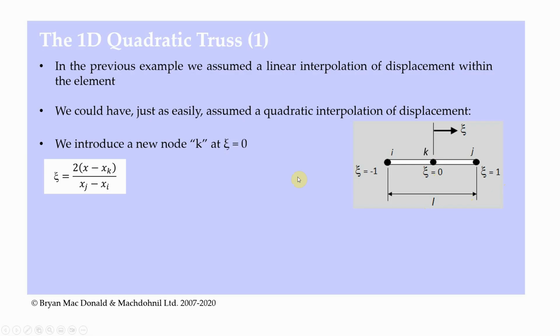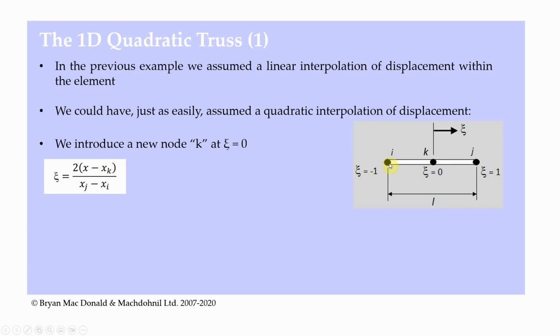So our transformation between local coordinates and natural coordinate eta is changed. Previously this was a much simpler equation. Now, because we have that third node and a quadratic interpolation, eta is equal to 2x minus xk, all over xj minus xi. If we want to convert any coordinate x into eta, we use this equation here.